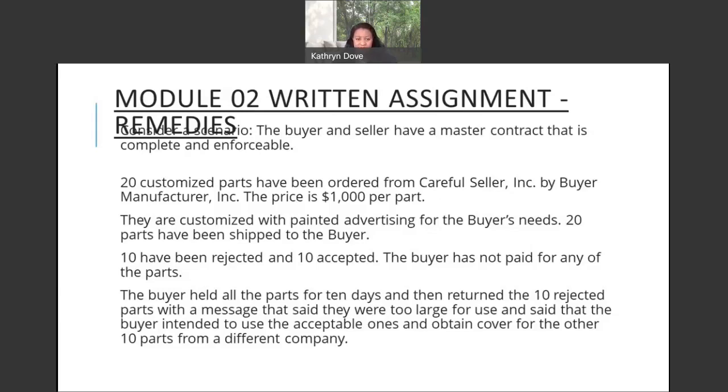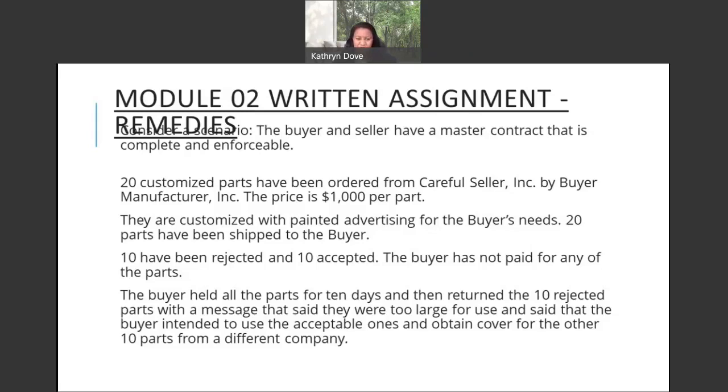And what remedies are available for the seller? What remedies are available for the buyer? What duties to perform have been breached? I would take a moment and jot all of this down on a piece of paper.